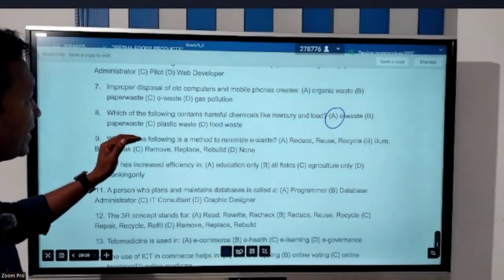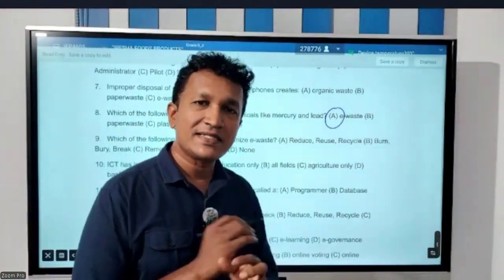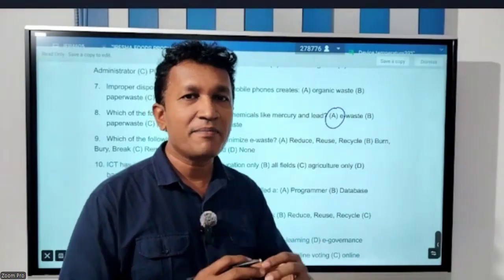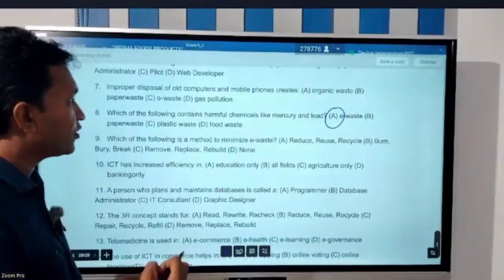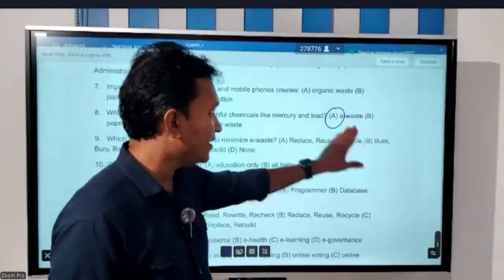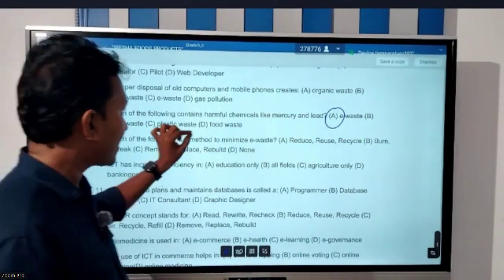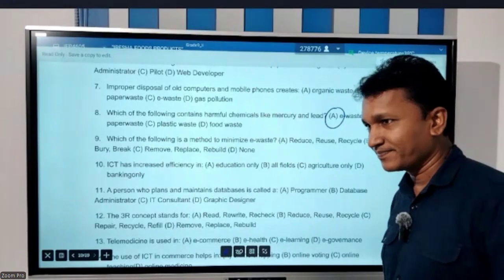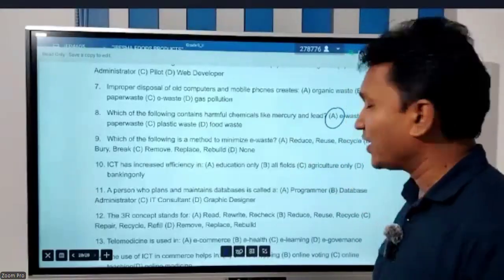Which of the following is a method to minimize e-waste? E-waste එක අපිට 100% නැති කරන්න අමාරුයි. But we can minimize the repercussions of e-waste. How? Reduce, reuse, recycle, burn, bury, break, remove, replace, rebuild. What is the answer? Reduce and recycle. Yes, reduce, reuse, and recycle.